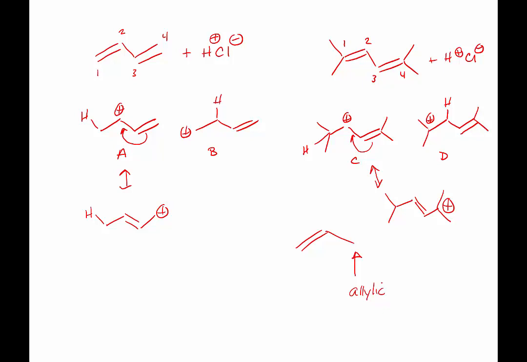But here's the reason. What I'm going to conclude from this is that whenever I'm adding an electrophile to a conjugated 1,4 system, 1, 2, 3, 4, I'm going to always add that H plus, or whatever that E plus is, to carbon 1 or carbon 4. But I'm never going to add in the middle. Always add to the end. And why am I going to add the electrophile to the end? Because I form a carbocation that's got resonance structures. Does that kind of make sense? Yes, no? Confusion?